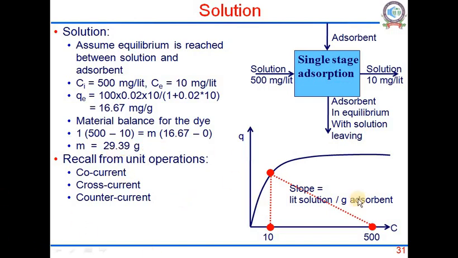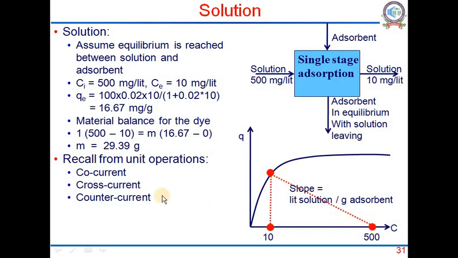So this is very similar to our undergraduate course. Recall, we used to do the slope. This is the initial value, this is the equilibrium value because we are looking at one equilibrium stage, and the slope is liters of solution per gram of adsorbent, and then we can calculate this number. The mass balance is what we have calculated. If you want to write it graphically, you can write this as well.